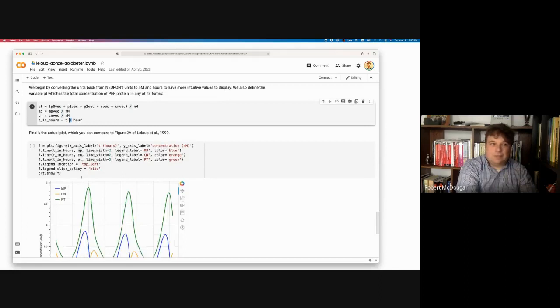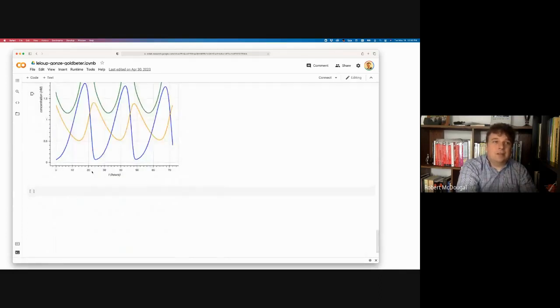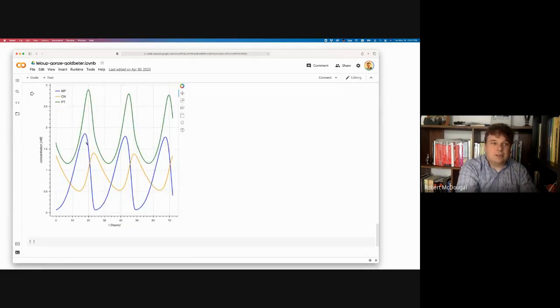Okay. In any case, here we go. These are the protein oscillations over a period of hours. And you see they go up and they go down and they go up and they go down. It's just a property of that chemical system. Does that make sense?